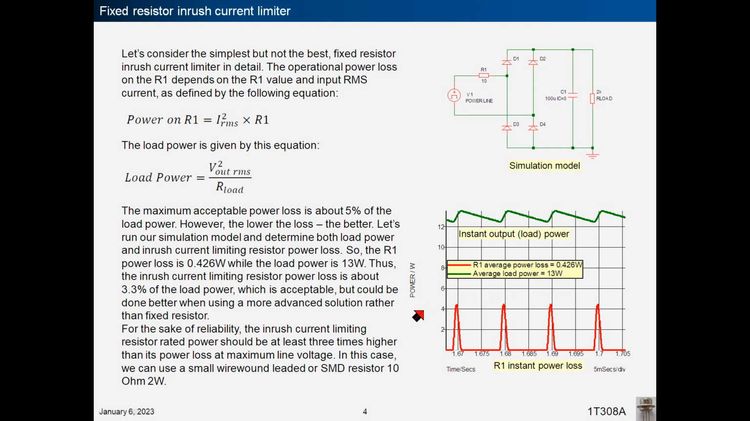For the sake of reliability, the inrush current limiting resistor rated power should be at least 3 times higher than its power loss at maximum line voltage. In this case, we can use a small wire-wound leaded or SMD resistor, 10 ohm 2 watt.